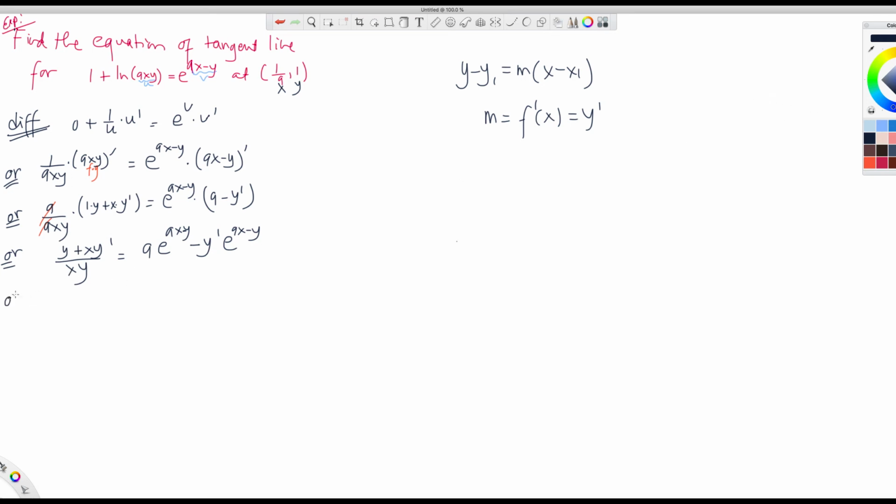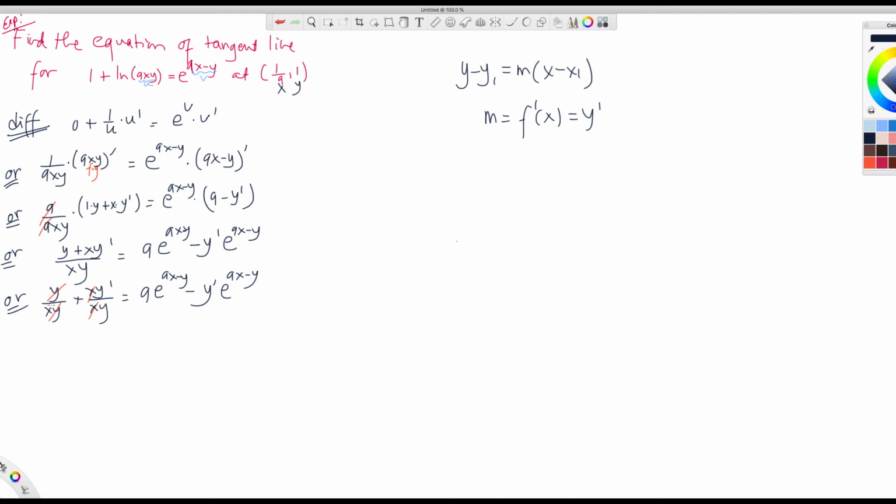Okay, so let us split the denominator. You write y over xy plus xy prime over xy equals 9 e to the 9x minus y minus y prime and then e to the 9x minus y. Y prime is there. Now we simplify that. We cancel y and y, x and x there. Okay, and then move all the terms with y prime to one side and non-y prime terms to the other side.